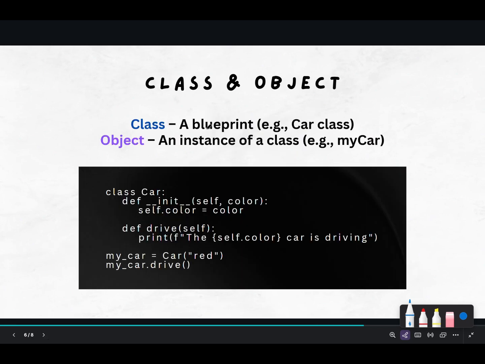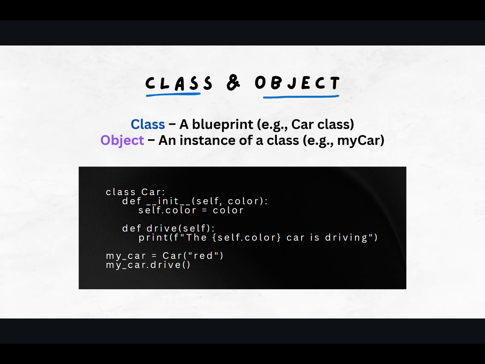So let's see what is a class and what is an object. So a class is kind of like a blueprint. So as we discussed the example of a car, let's learn how to build a car in OOP. So this is an object which is an instance of a class. So see, here we have a class called Car. Now what is this init method? It is called a constructor. So whenever we create an object, this will be called to initialize an object of the class.